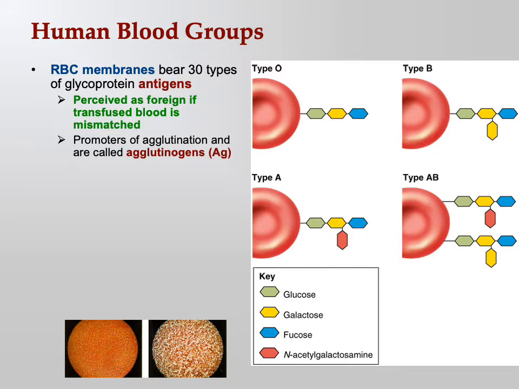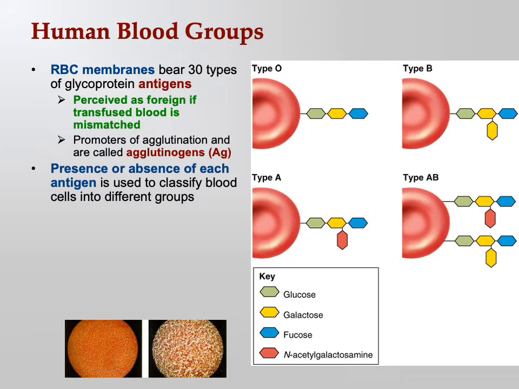Your immune system will grab a hold of all these improperly transfused blood cells, and they will form a big clump, and then that forms a clot, and you end up dying because you have a clot that can potentially end up going to your lungs or to your brain, causing a pulmonary embolism, a stroke, and so on. Presence or absence of each antigen is used to classify blood cells into groups. So here we go.